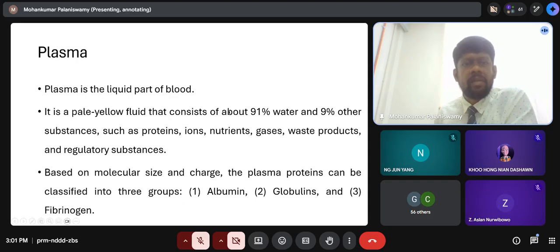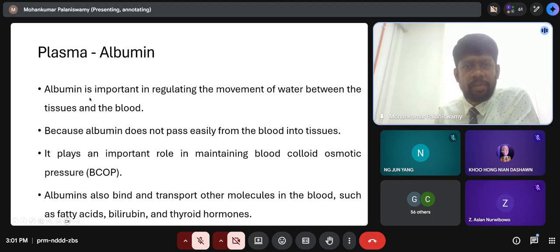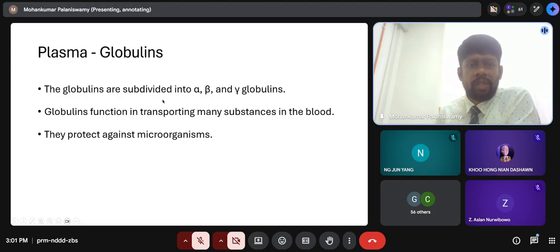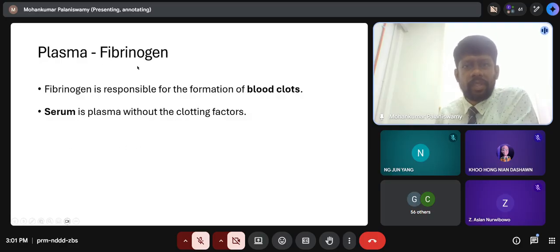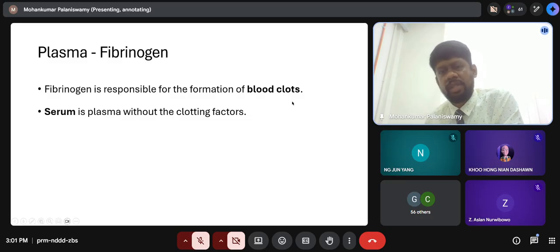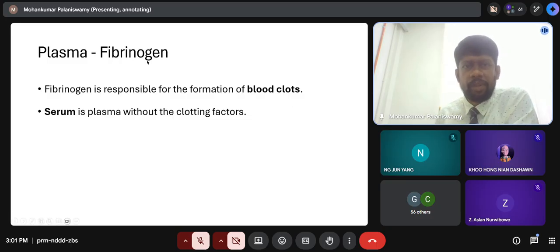So each and every subdivision of plasma has its own individual role: albumin, globulin, and fibrinogen. Albumin regulates the movement of water between the tissue and the blood. Globulin protects against microorganisms. Then fibrinogen's role is to form blood clots. Whenever we get any injury, any cut, the fibrinogen present in the blood will try to form the blood clot. So these are the main functions of the plasma proteins: albumin, globulin, fibrinogen. Clear?